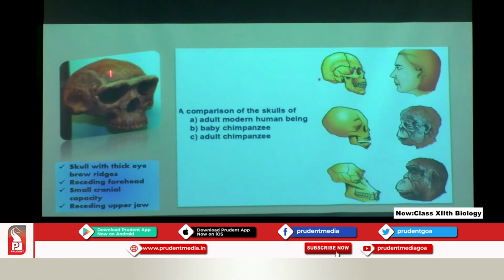Okay. So here is a picture to show you what we mean by prominent or protruding eyebrow ridges, small cranial capacity. You can see the cranial capacity of the chimpanzee is much smaller than that of human beings. Okay, receding upper jaw or even receding forehead changed to flat forehead and flat upper jaw. Fine.